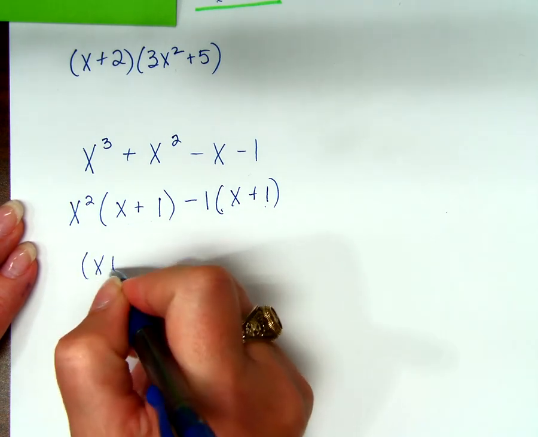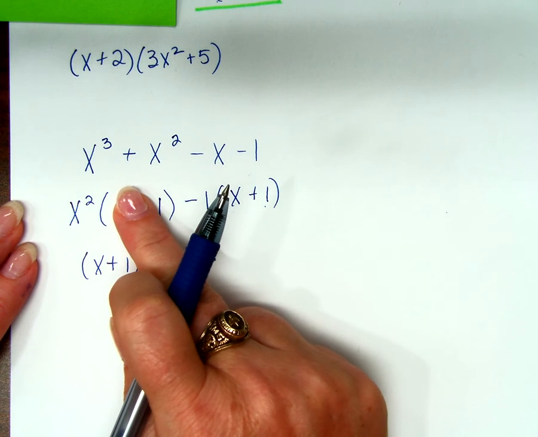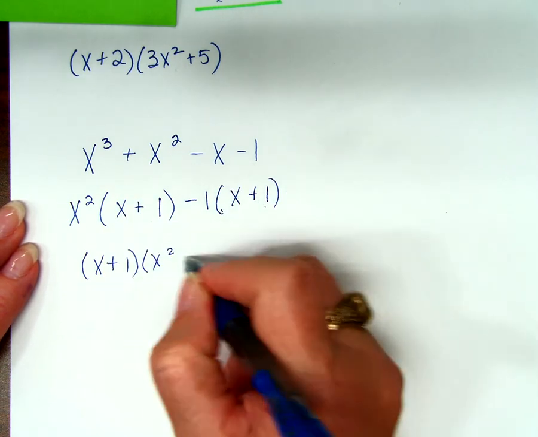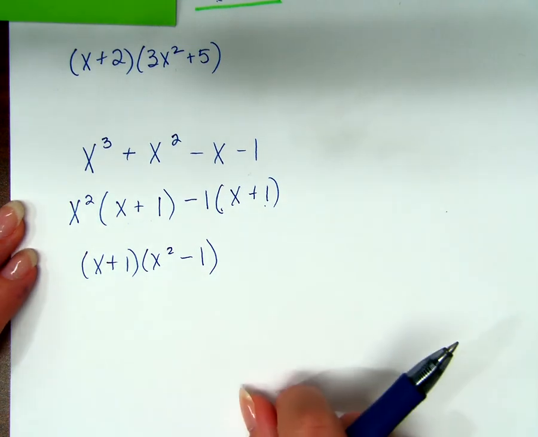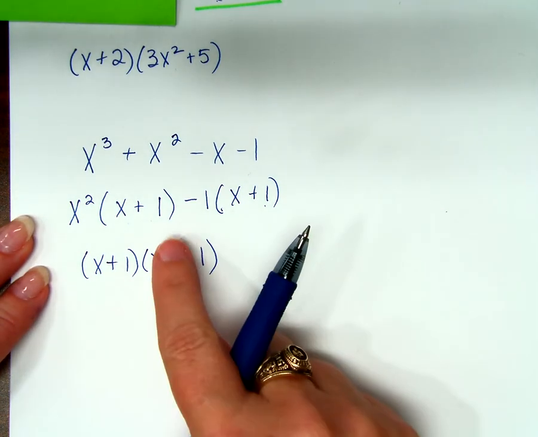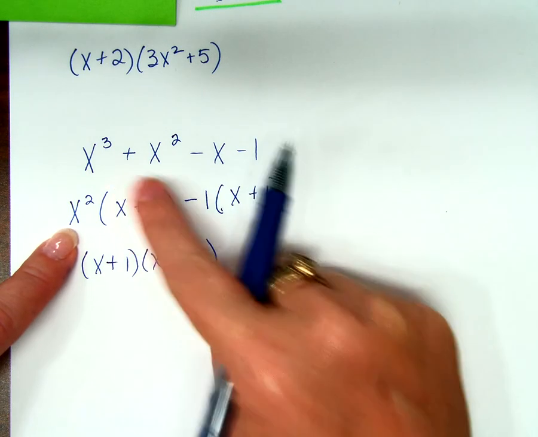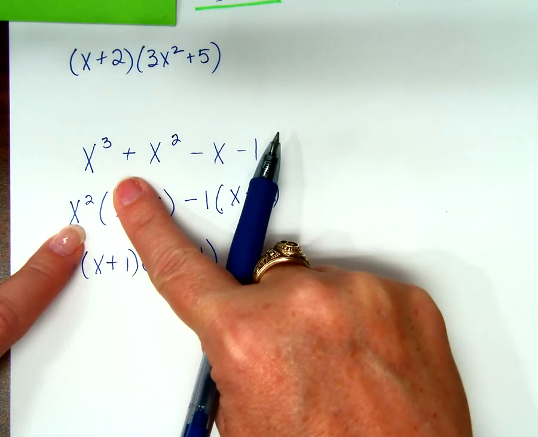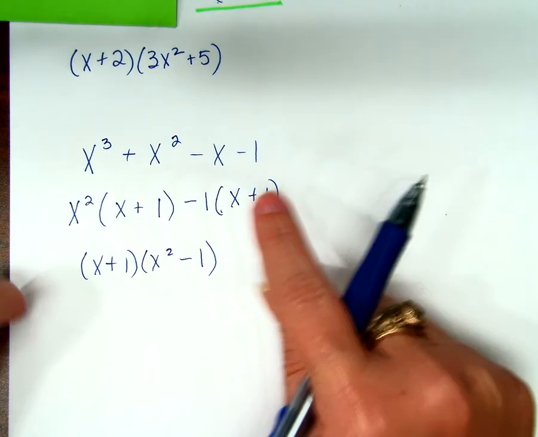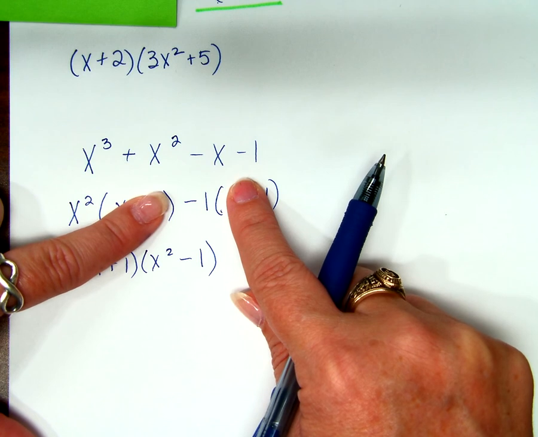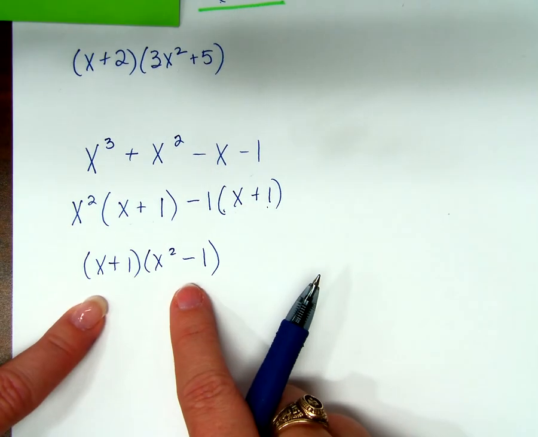So if I factor out an x plus 1 from the first term, what's left? x squared. Minus 1, from the second term. But just for the record, if I factor out an x plus 1 from the first term, I just get x squared, right? And if I factor out an x plus 1 from the second term, I get minus 1. So that's how I got to there, right?